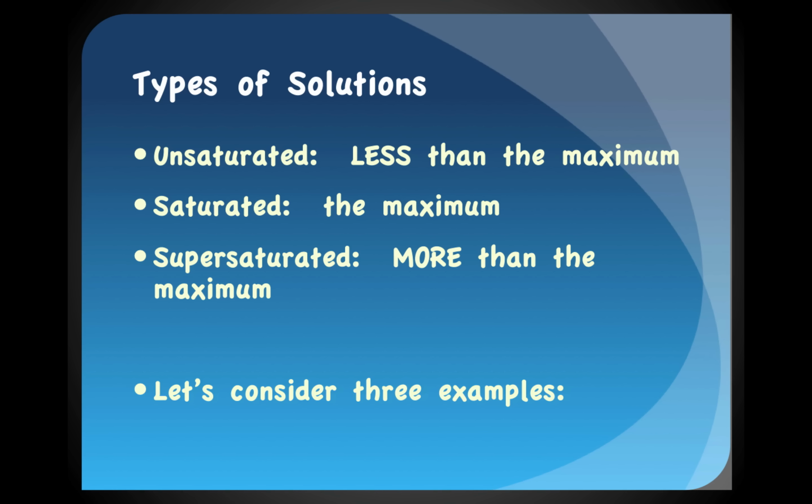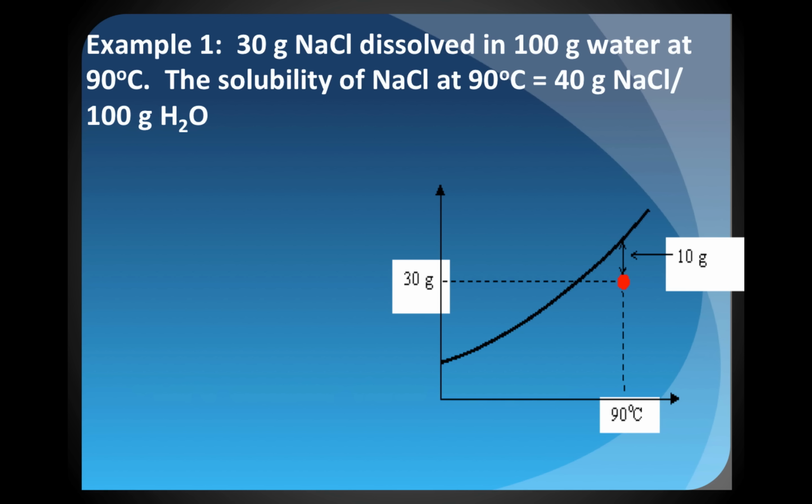Let's consider 3 examples and try to identify the type of solution. Example 1. I have 30 grams of salt dissolved in 100 grams of water at 90 degrees. The solubility of salt at 90 degrees is 40 grams of salt in 100 grams of water. I'm going to put a red dot where my specific example is. 30 grams dissolved in 100 grams of water.